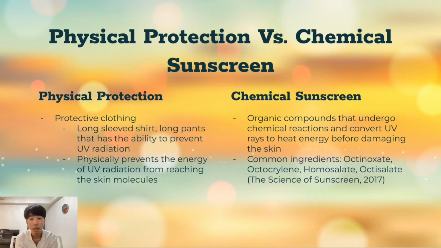So we were just discussing the underlying molecular mechanism of chemical sunscreen, and now I'm going to give a brief summary and also a comparison to physical protection from the UV radiation for the sake of our experiment. Physical protection is basically protective clothing, such as a long-sleeve shirt and long pants, that has the ability to prevent UV radiation from reaching the skin molecules. And chemical sunscreen, as mentioned, is an organic compound that undergoes a chemical reaction and can convert the UV radiation energy to heat energy before damaging the skin.